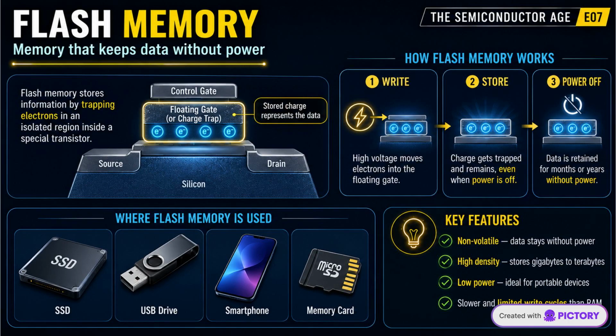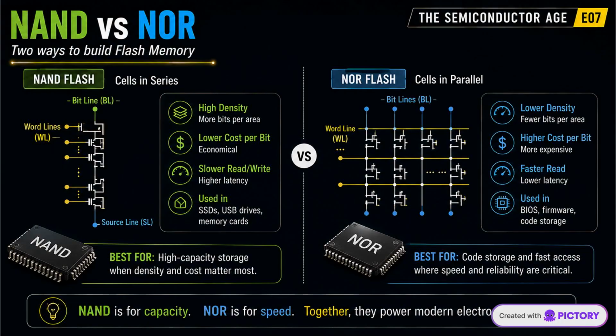Flash memory stores information by trapping electrical charge inside specially designed transistors. Because the charge remains trapped even after power is removed, flash is non-volatile. Its high density and low power requirements make it ideal for SSDs, USB drives, smartphones, memory cards, and many other portable devices.